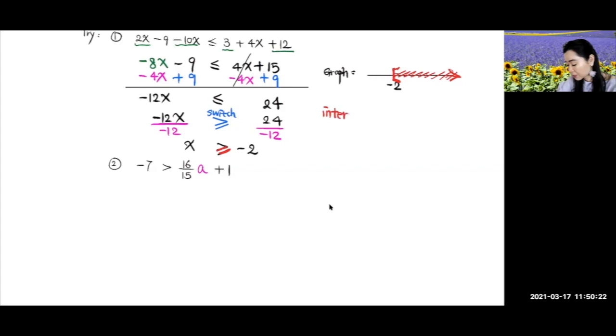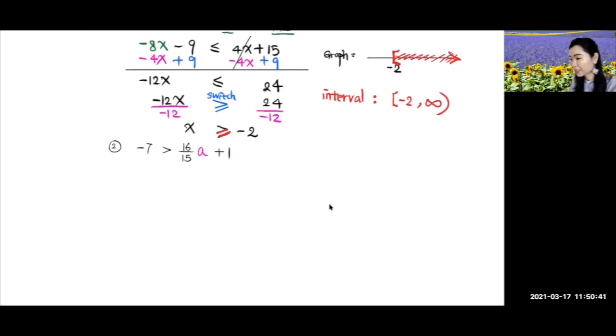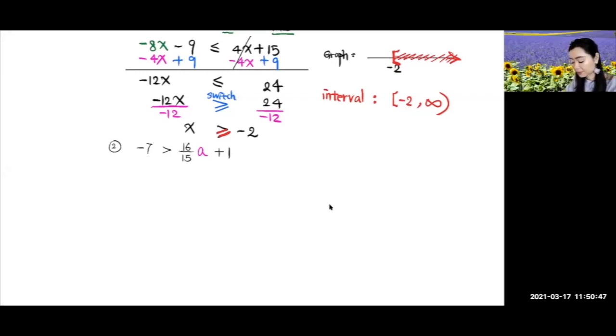If you put the solution set in interval notation, then that will correspond to this interval. So start with negative 2: bracket, negative 2, comma, all the way to infinity. So infinity, parenthesis after that. You can understand now? Yes. Okay, that's good.